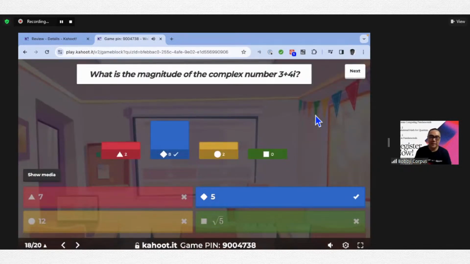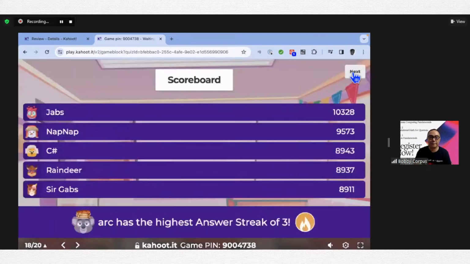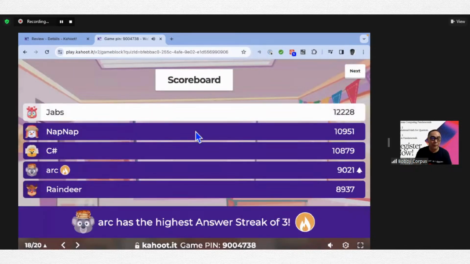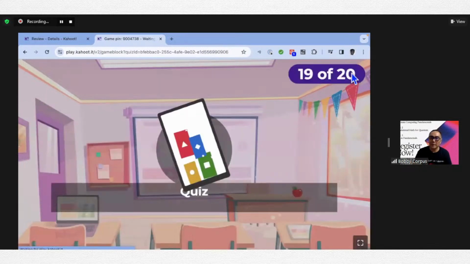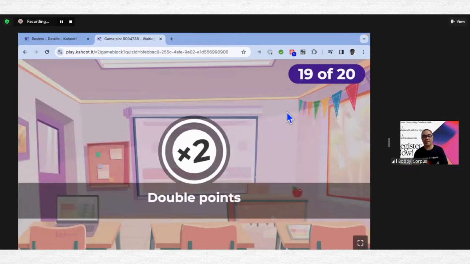Great. So its answer is 5 now. 3, 4, 5. Triangle 3, 4, 5. Okay, I think this one is second to the last.